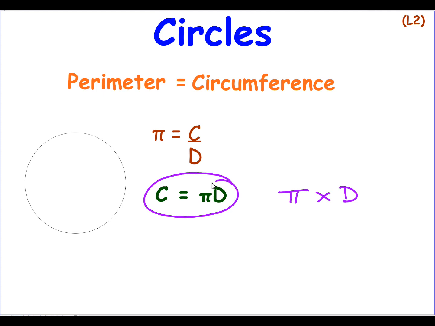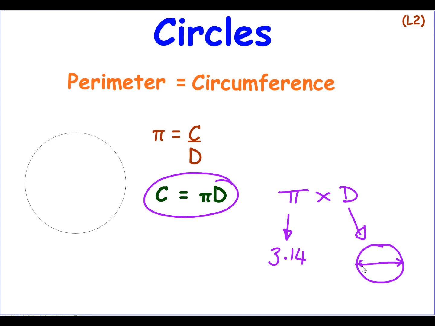Now you need to remember this. You're not going to be given this in the exam. So as a level 2 student, you need to remember the circumference of a circle is equal to pi times the diameter. Now pi is a constant that in your exam will be the number 3.14. So every time you have pi, you swap it for the number 3.14. The diameter is whatever the diameter of your circle is. Now remember, you need the diameter, not the radius, to put into this formula.